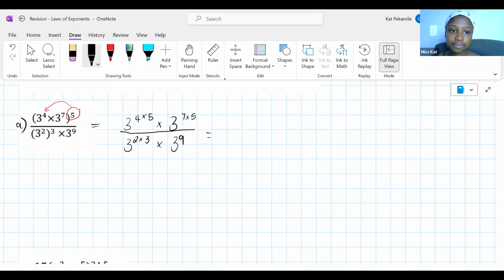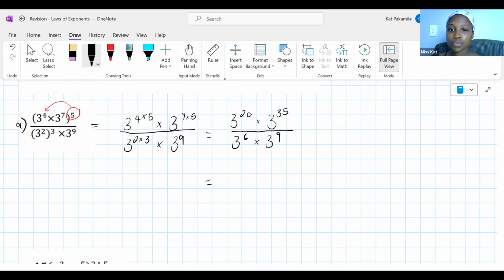The first one, for the 3 to the power of 4, we get 20. 3 to the power of 20. Times 3 to the power of 35. Thank you. And to the bottom. 3 to the power of 6 times 3 to the power of 9. Beautiful. Where are you going to go after this?